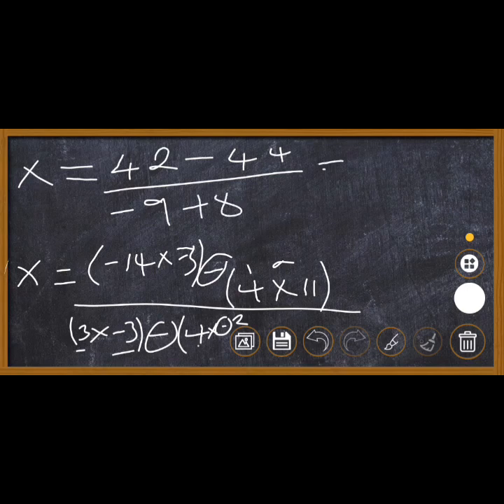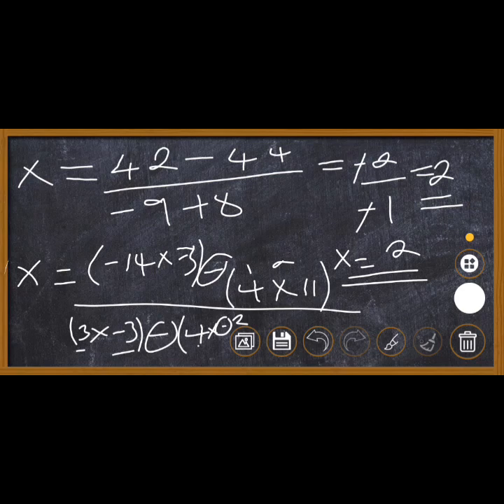So in this case, we are going to have 42 minus 44, which is negative 2, over, what is negative 9 plus 8? It's negative 1. So negative and negative will cancel, and then we divide 1 into 2, we are going to have 2. So this is the value of x. The value of x is equal to 2.